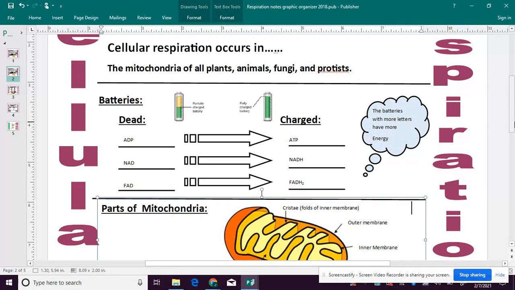Some sort of energy breakdown occurs in all cells, but plants, animals, fungi, and protists have mitochondria, so it's occurring in the mitochondria of those organisms.